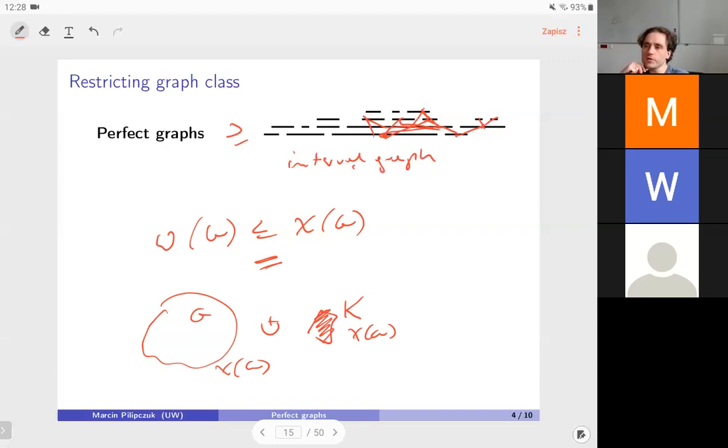So what we need here is to add some regularization assumption or some structure assumption, and we want to look at the graph classes that are closed under vertex deletion. So we want to have a graph class where chi of G equals omega of G. So we are asking ourselves the question: what happens if you assume that omega equals chi, but you also close under vertex deletion?